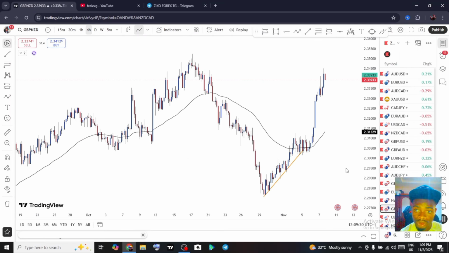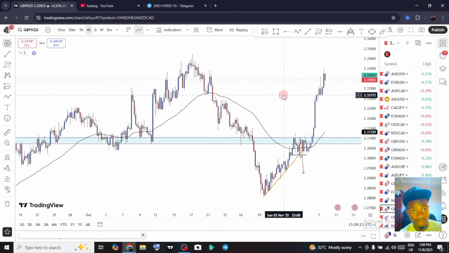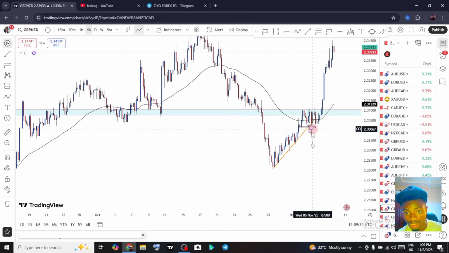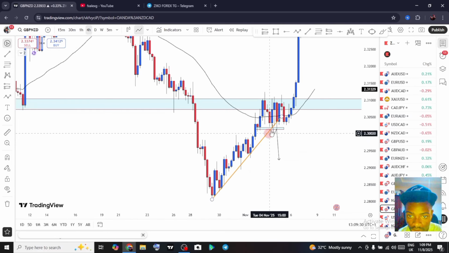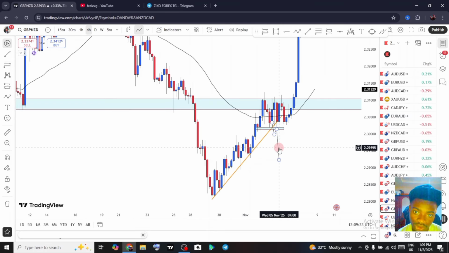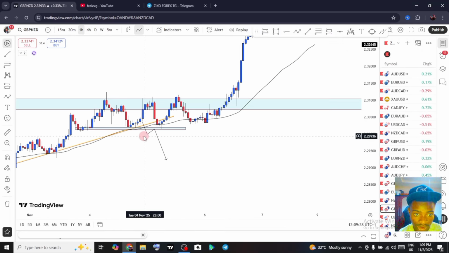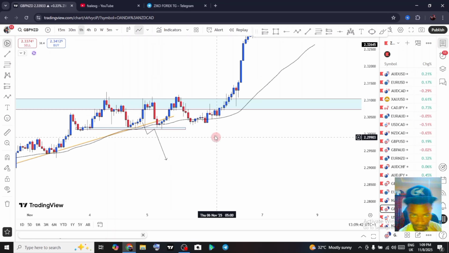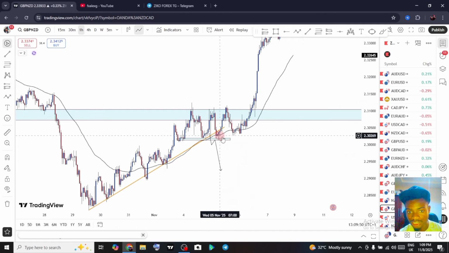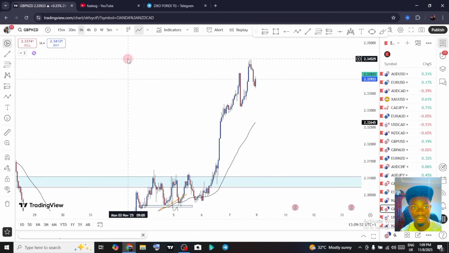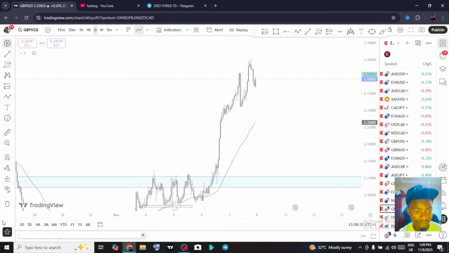GBPNZD, next pair. Here I was expecting sales. What we were simply looking for was a break and retest under here to sell. As you can see, price never actually broke under that level. Let's go to a closer time frame. You can see price never actually broke under this level. So that's how we avoided this loss. Again, following this strategy is very, very good, right? This would have been a good sell if this market had actually broken. Anyway, let's analyze this pair and see.